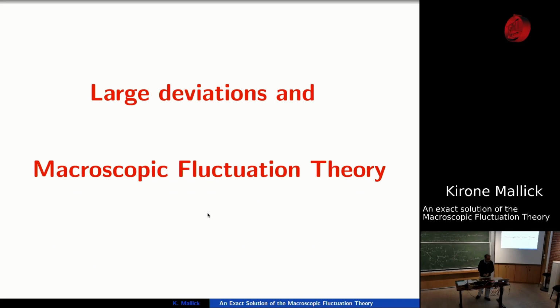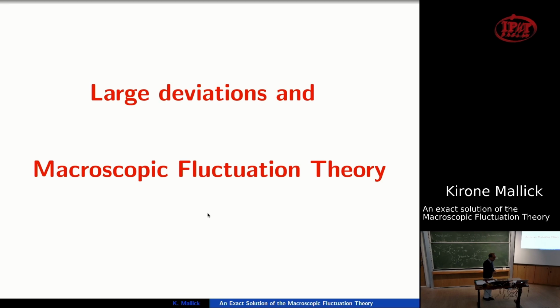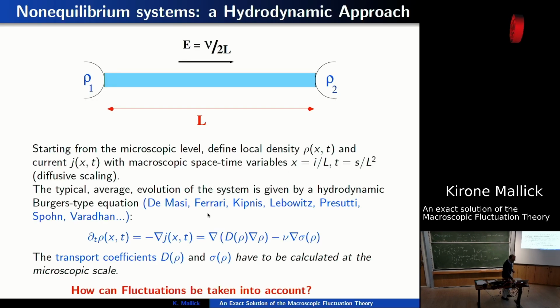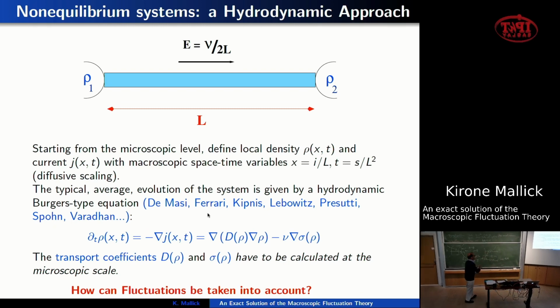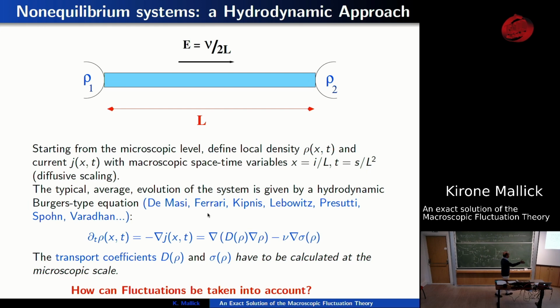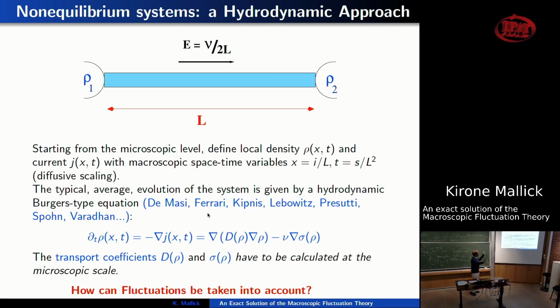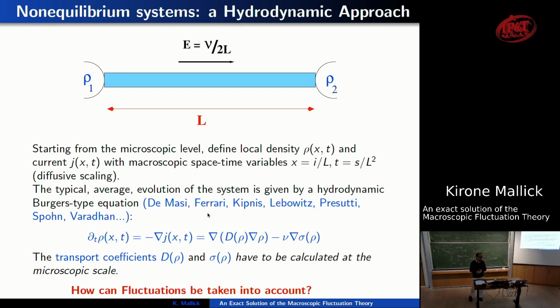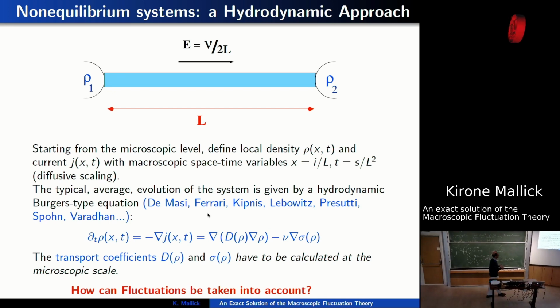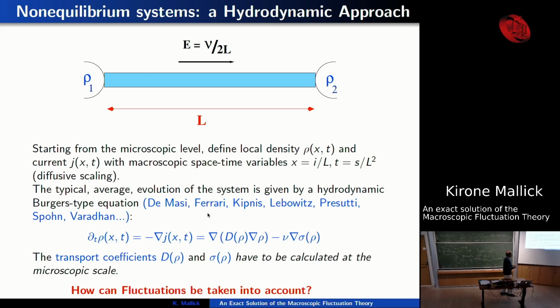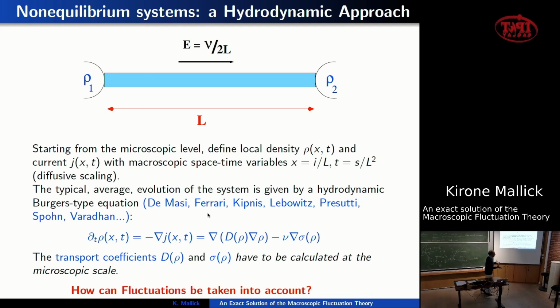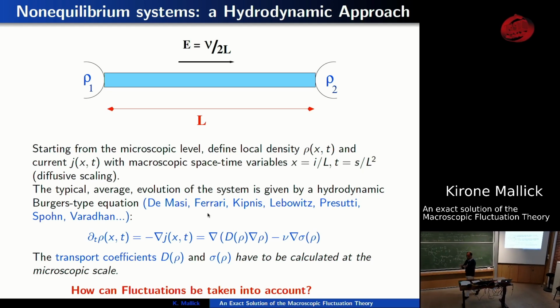So now let's go to systems which are far from equilibrium. And I will tell you about large deviations and MFT, macroscopic fluctuation theory. So let's redo the picture in 1D. If we have a bar of metal, whatever you like, a gas, which connects with two reservoirs at two different potentials or temperatures or chemical potentials or densities, at least at the hydrodynamic level, we can do a kind of description of this system.